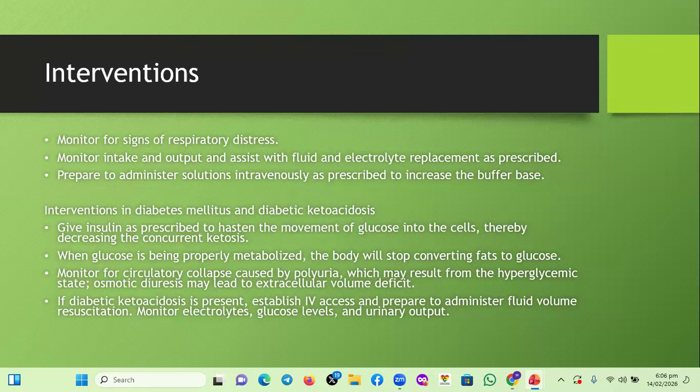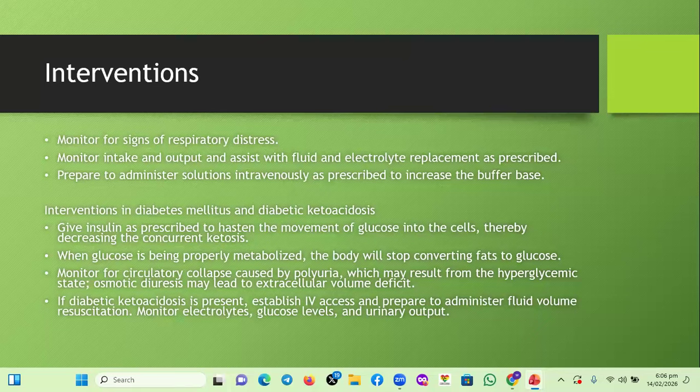Then you monitor intake and output, and assist with fluid and electrolyte replacement as prescribed. Like someone who is experiencing DKA, you have to monitor potassium levels. You have to monitor fluid levels. You might have to give your IV fluids, your normal saline, right? Then you prepare to administer solutions intravenously as prescribed to increase the buffer base. Okay, so mostly you have to give your IV fluids to also neutralize the system.